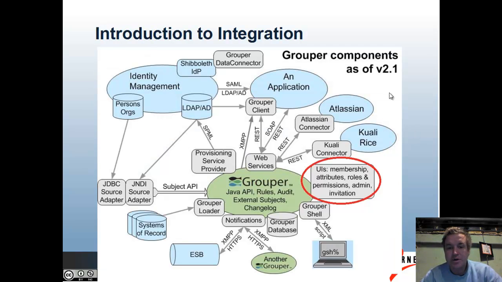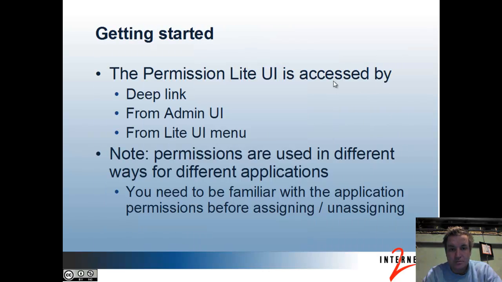The Lite UI is part of the Grouper toolkit, and it's installed by the central administrator. It uses the Grouper API to talk to the Grouper registry. The permission Lite UI is accessed either from a deep link from an application, from the admin UI, or from the Lite UI menu. Just be aware that in every application, permissions are used differently, and you should be familiar with the application and how they use the Grouper permissions before you're assigning and unassigning things.